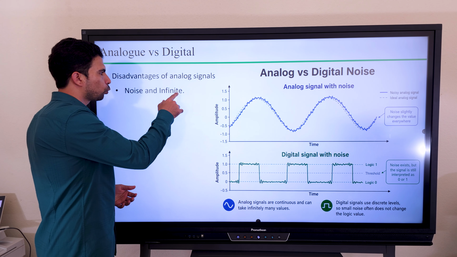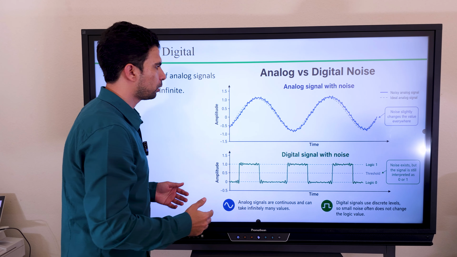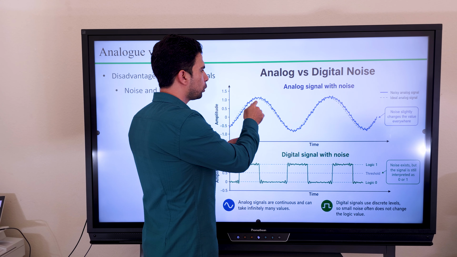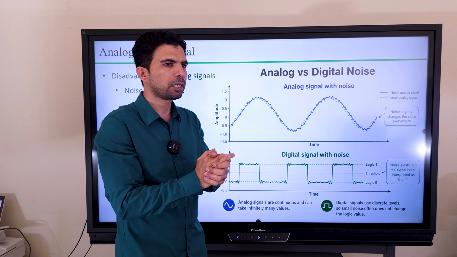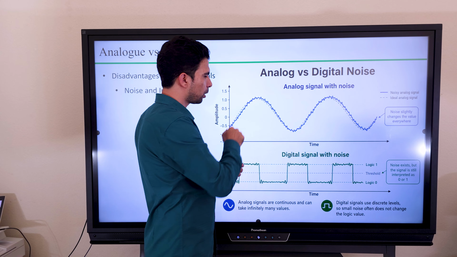Then we have this word: the analog signal is infinite. Why is it infinite? Because even if you take a small area here and try to read the values in between, you will find that these are infinite values. What do we mean? Let's say that this value is 3.